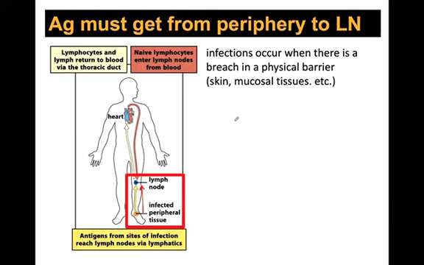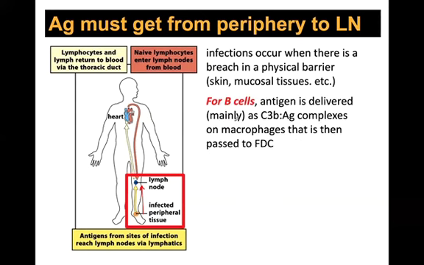Okay, so if we're getting back to our peripheral infection or introduction of antigen, the antigen is slightly different, right? For B cells, the antigen is delivered as C3b antigen complexes that are carried by macrophages expressing complement receptor 2. They take the antigen to the lymph node, and that's then passed off to non-antigen specific B cells, which transfer to follicular dendritic cells.